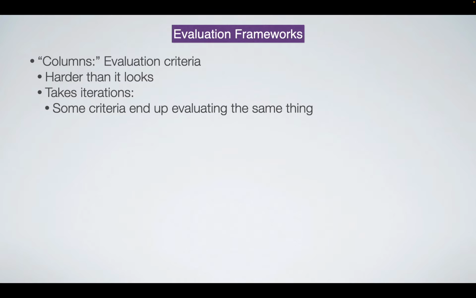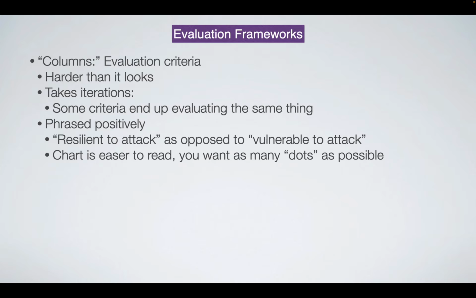Sometimes it takes a lot of iteration. So you sort of pencil in columns. Maybe you evaluate the system. You realize, oh, these 2 columns are really measuring the same thing, and so we don't really need both of them. Or this column really should get split into 2 different columns because it's kind of measuring 2 things at once, that type of thing. What we do is we always phrase the column positively, which means that you want it.